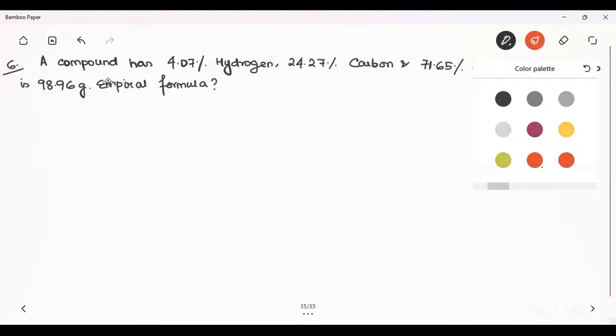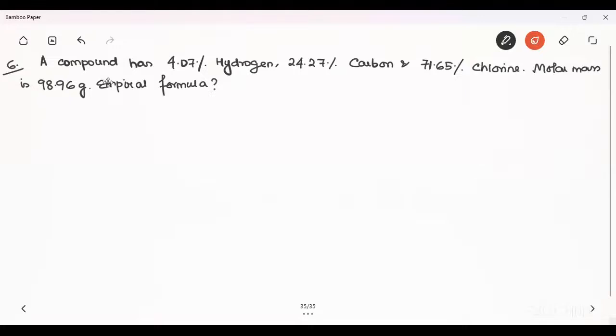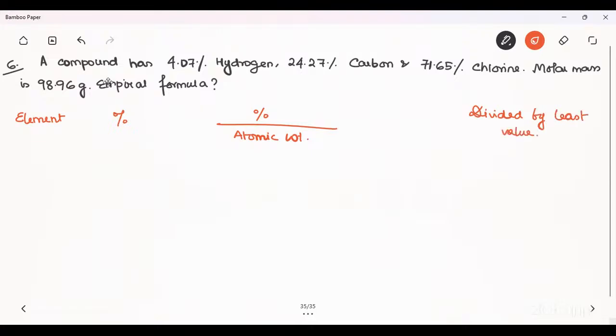Okay, again, just now we have done a sum like this. So it will be a basic sum. First make the chart: element, percentage by weight, percentage by atomic weight, and then divided by least value. Okay, so the elements are carbon, hydrogen, and chlorine.